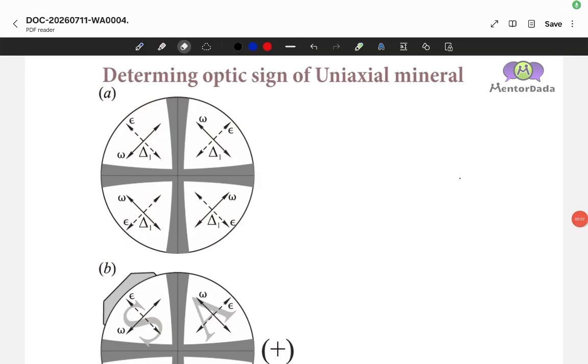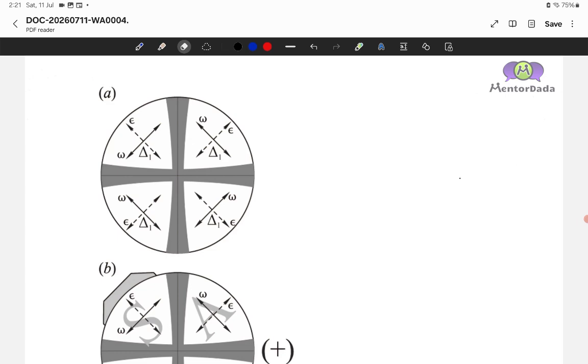Hello everyone, so let's see how we will determine the optic sign of a uniaxial mineral. The diagram represented as small a represents the optic axis interference figure of a uniaxial mineral, but we have to determine whether the uniaxial mineral is optically positive or optically negative. As this is an optic axis interference figure, we will observe the melatope at the center of the field of view, right? And you can see a crosshair is there.